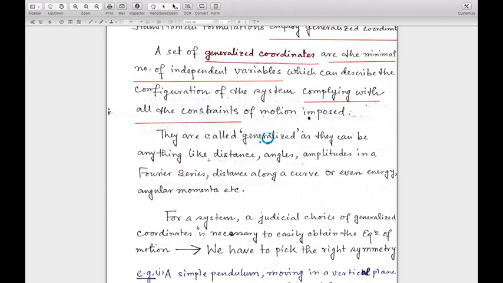Now, why are they called generalized? Because, as we will see as the course goes on, they can be anything like distance. In general, we know that the space coordinates are given by distances, right?